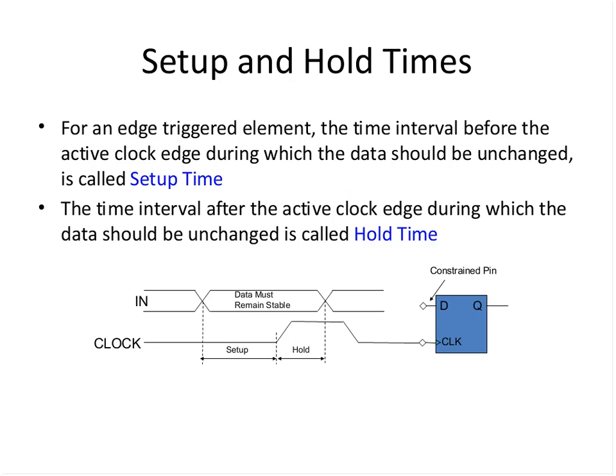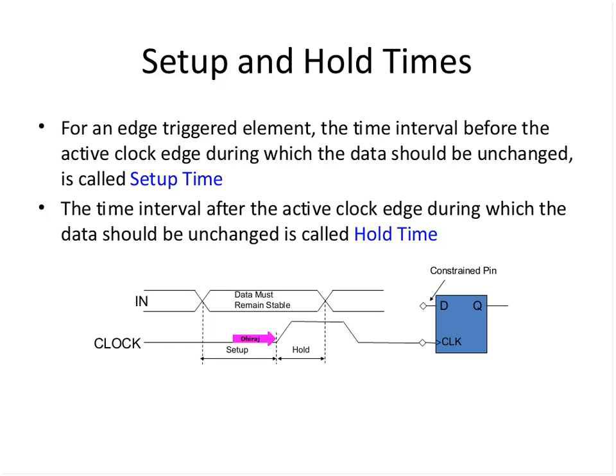Okay, let's review the setup and hold timing constraints for a sequential element like a flip flop. For such an element, the time interval before the active clock edge during which data should not be changed is called the setup time. Let's look at the figure. So this is the active clock edge. At least the setup time before this active clock edge, data should remain stable. The hold time represents the timing constraint after the active clock edge during which the data should not change. So data should remain stable at least the setup time before the active edge and the hold time after the clock active edge. During this window, data should not change, to make sure that the sequential element captures the data properly.